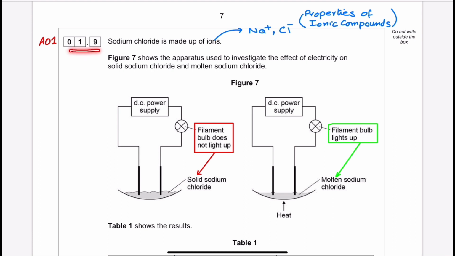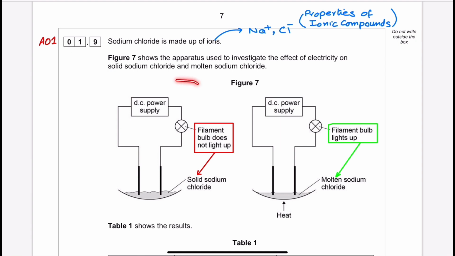Question number 1.9. This is again an AO1 question. Sodium chloride is made up of ions, sodium ion and chloride ion. And this topic is coming from the properties of ionic compounds. Figure number 7 shows the apparatus used to investigate the effect of electricity on solid sodium chloride and molten sodium chloride. So the student must have the information, or they have to remember the properties of the ionic compound, how the current will flow through an ionic compound.